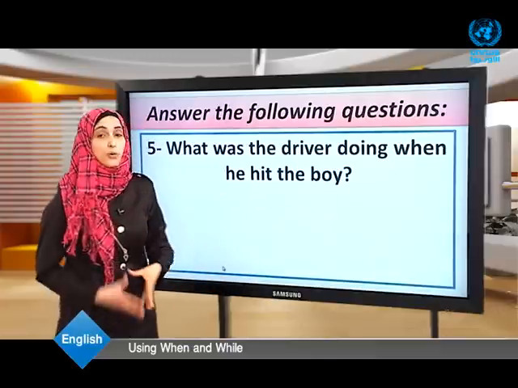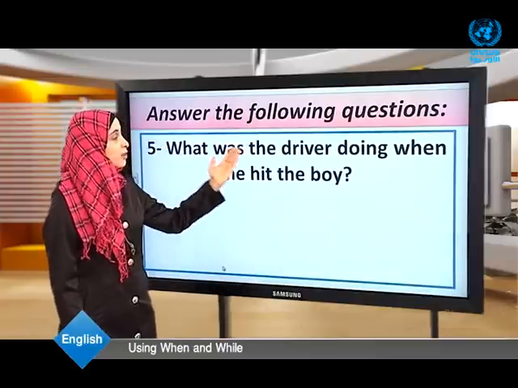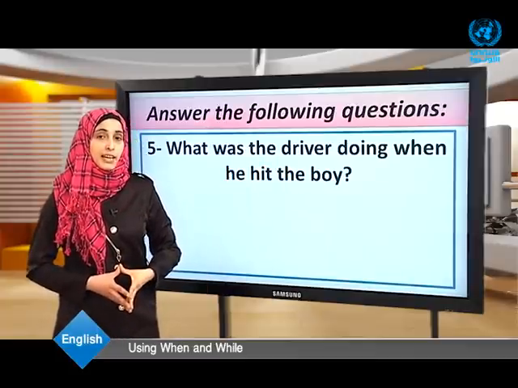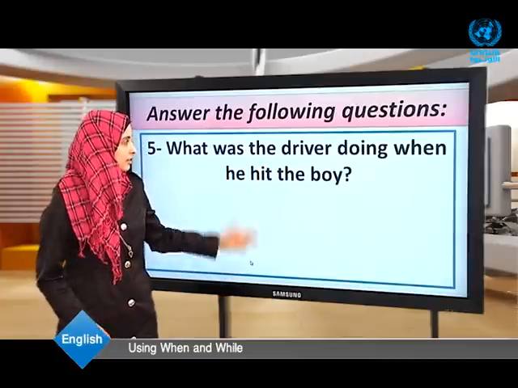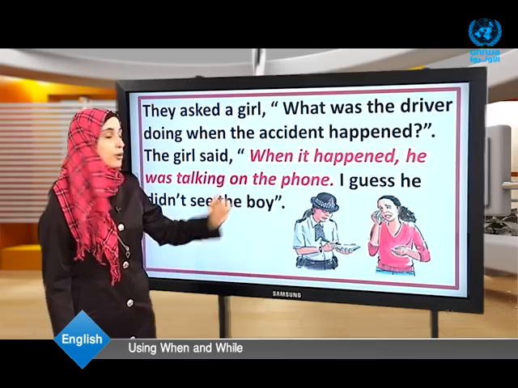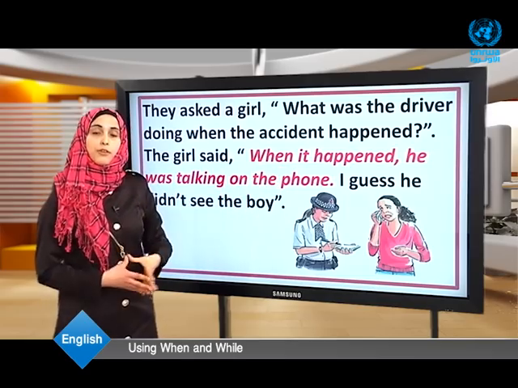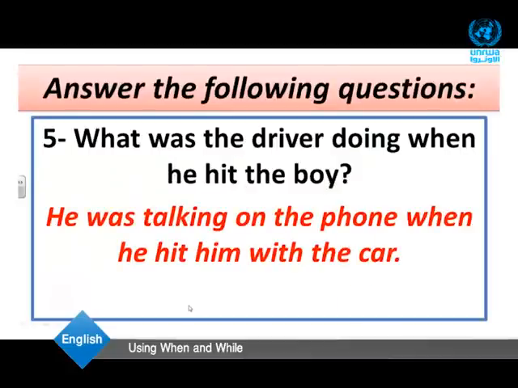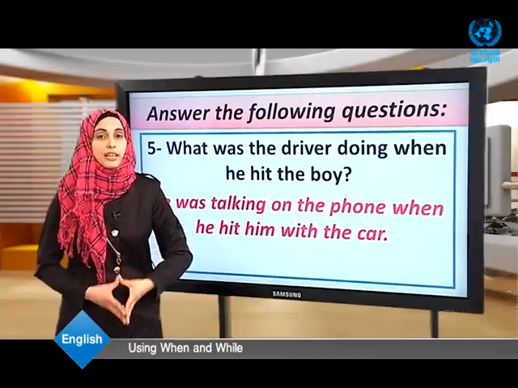Now let's see the last question. What was the driver doing when he hit the boy? What was the driver doing? Can you remember? Look here. "When it happened, he was talking on the phone." The driver was talking on the phone. So the answer is he was talking on the phone when he hit him with the car.